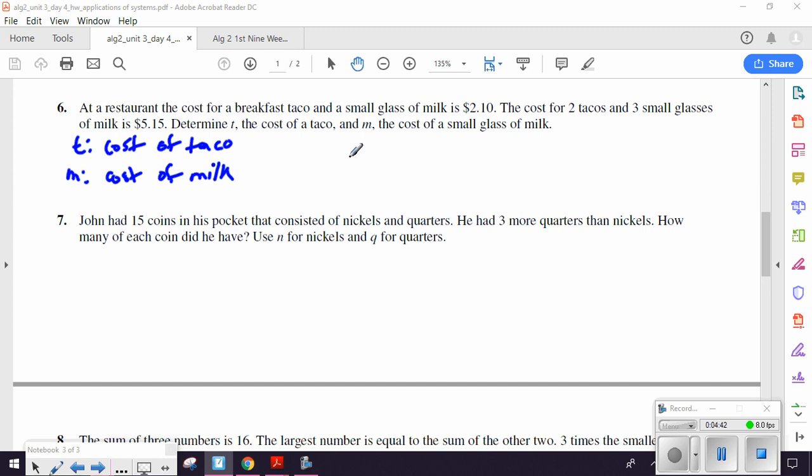So for 1 breakfast taco and 1 small glass of milk, it was $2.10. If you want to put the 1 in front, that's fine. So 1 taco plus 1 glass of milk was $2.10. For 2 tacos and 3 glasses of milk, it was $5.15. So there's your system of equations.